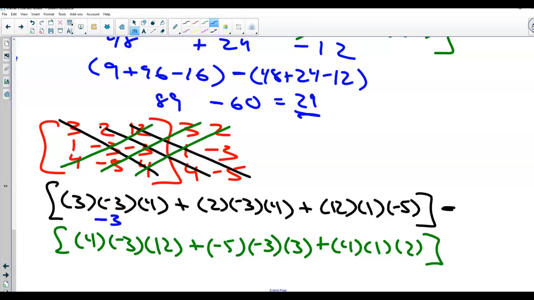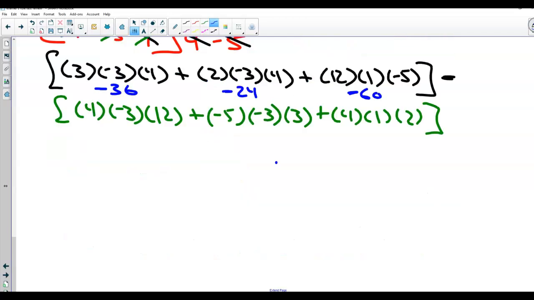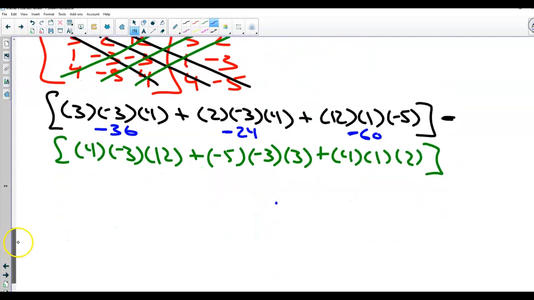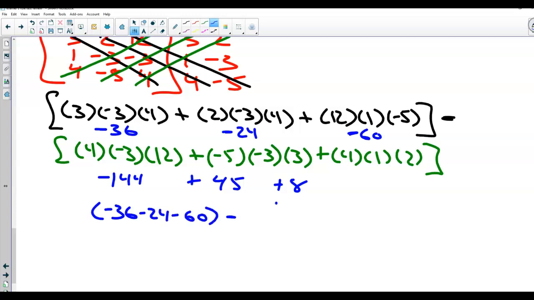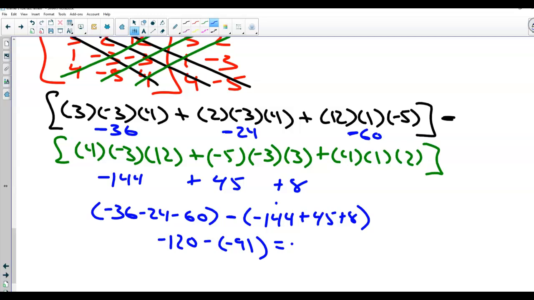So we end up with a negative 36. We end up with a negative 24. And we end up with a negative 60. Down here, we end up with a negative 144 plus a 45 and then plus 6. So negative 36 minus 24 minus 60 minus negative 144 plus 45 plus 6. Now that becomes negative 120 minus a negative 91 gives you negative 29.